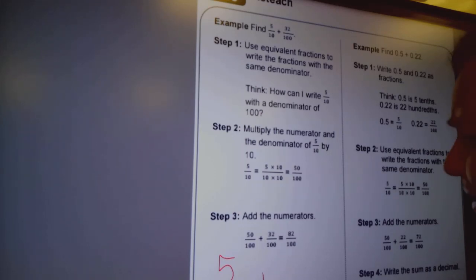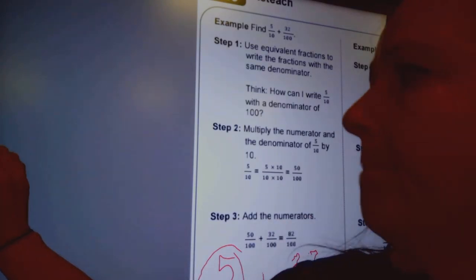plus 32 hundredths. Ooh, the smart board is raggedy today. All right. Clearly, we do not have the same denominator. Here I have a 10, here I have a 100. So I'm going to need to rewrite this fraction so that it also has a denominator of 100. All right, so I'm going to come over here to the side.